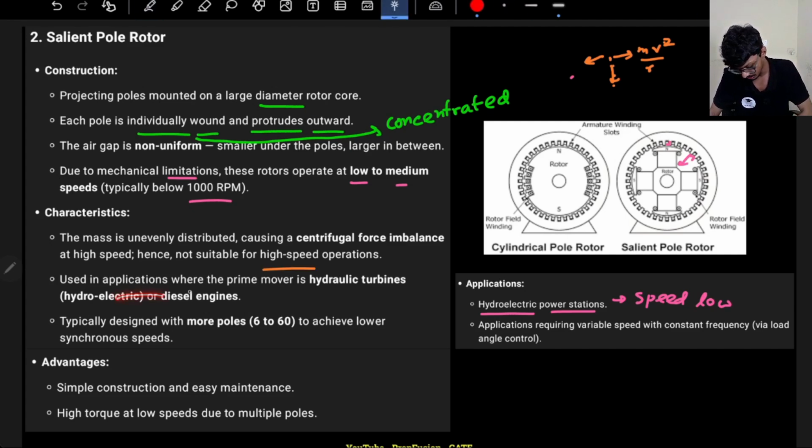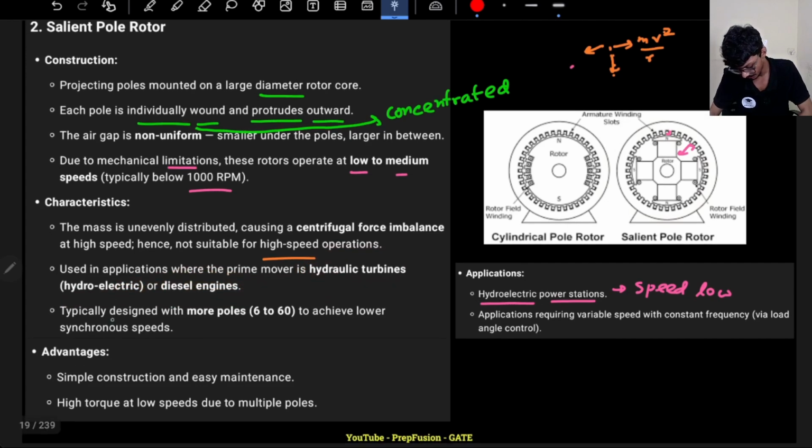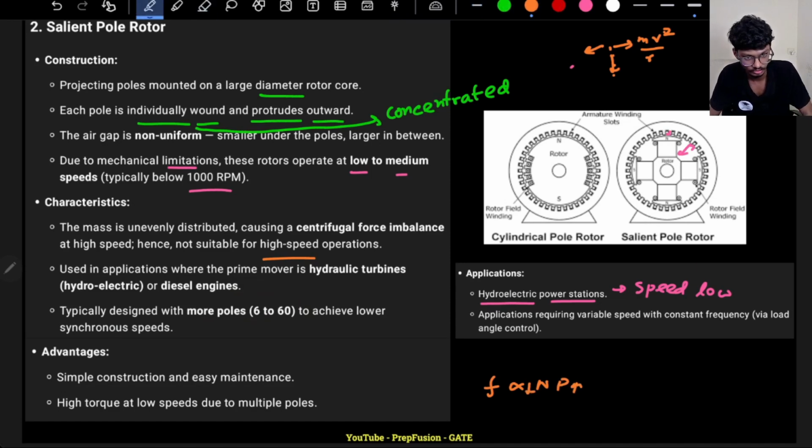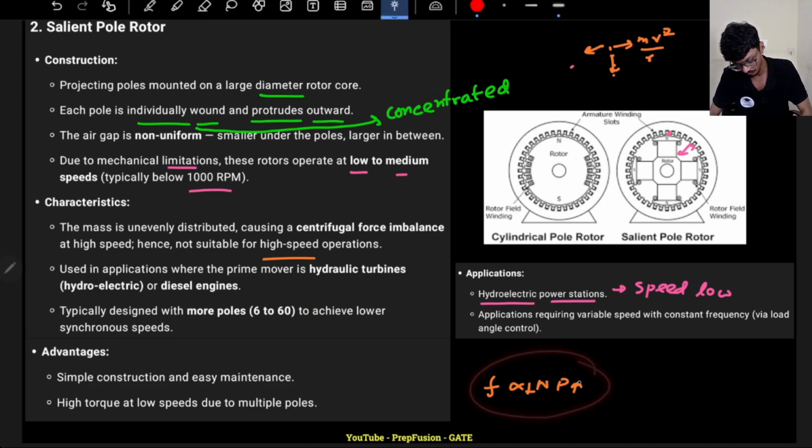It is used in applications where the prime mover is a hydraulic turbine or a diesel engine. It is typically designed with more poles, because the frequency must be constant. Frequency is proportional to speed times number of poles. If speed is lower, the poles must go up, because I want to produce at 50 hertz only, as our supply and all those things operate at 50 hertz. So we will increase the number of poles.